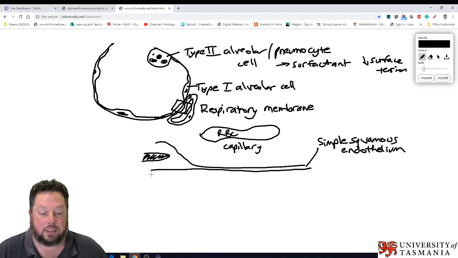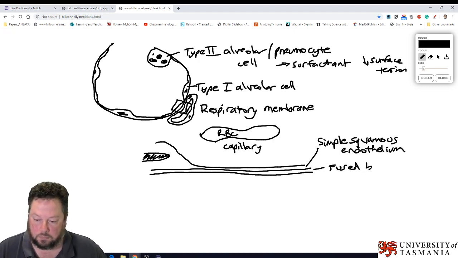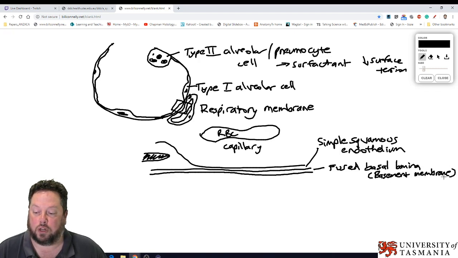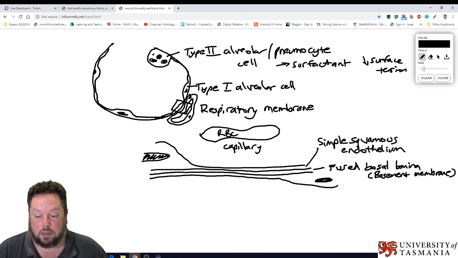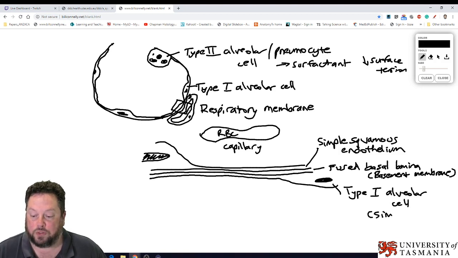Now each epithelium we know has a basal lamina. Now the type 1 alveolar cell also has a basal lamina, so we actually have a fusion between the two basal laminas. So we have a fused basal lamina, sometimes referred to just as a basement membrane, even though it's not really a basement membrane if we think about the normal structure. And then we have a very thin layer of the type 1 alveolar cell, which is also, of course, a simple squamous epithelial cell.